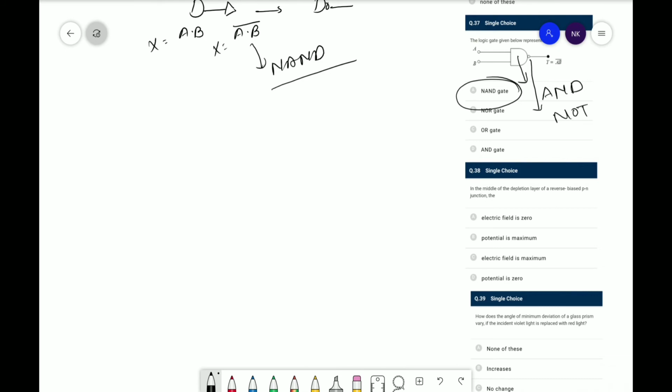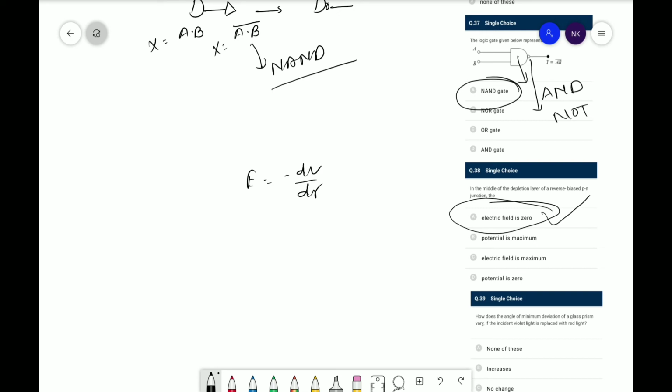It is given that in the middle of the depletion layer of a reverse biased PN junction, the electric field is zero. The correct answer is that the electric field is zero. The first statement is correct, but we will discuss the potential being maximum. How can the potential be maximum when E is equal to minus dV upon dr? If the electric potential is maximum, then the electric field is just opposite in the negative direction. Therefore E is equal to minus dV upon dr.